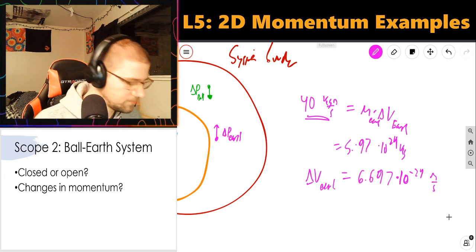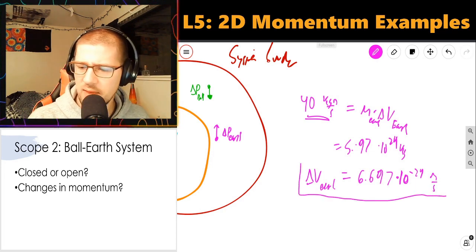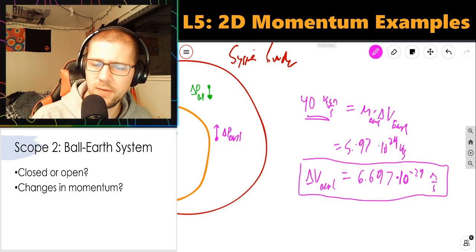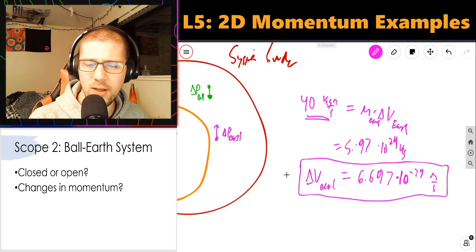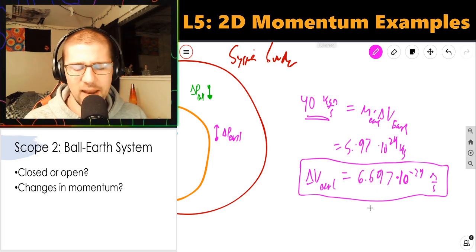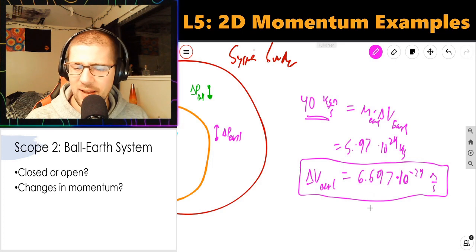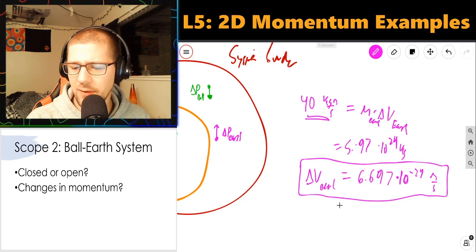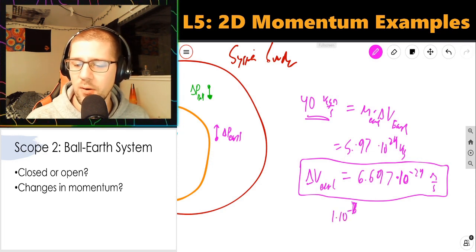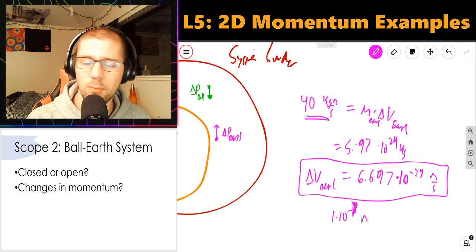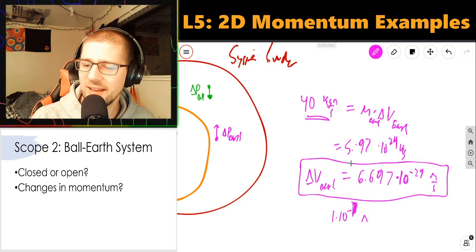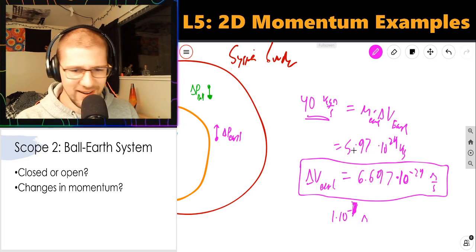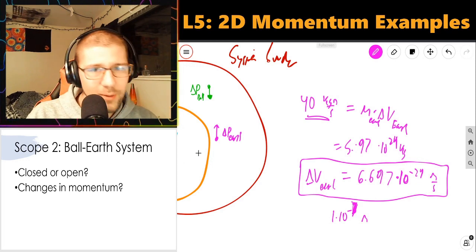meters per second, which, if I've done my math right, means that if this change in velocity was the only velocity the Earth had, it would take something like the lifetime of the universe to move 1/10 of a micron, which is 1 times 10 to the minus 7 meters. So pretty slow. But there is an effect. There is balance in the universe.